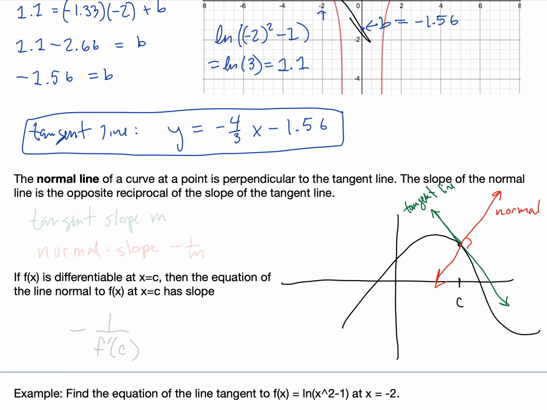And it's always the case that if two lines are perpendicular, then their slopes are the opposite reciprocal of one another. So if the tangent has slope m, then that means that the normal line has slope negative 1 over m.